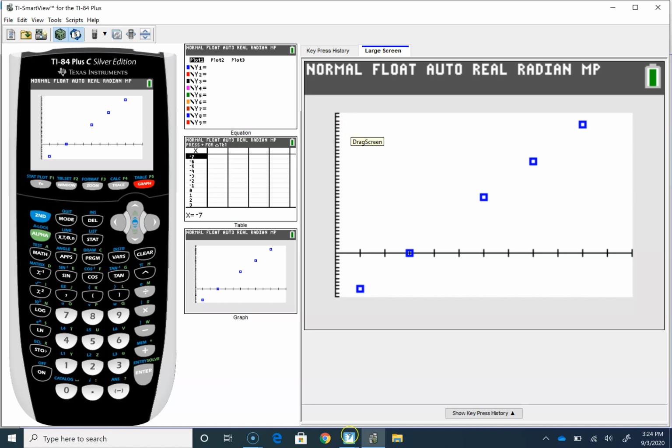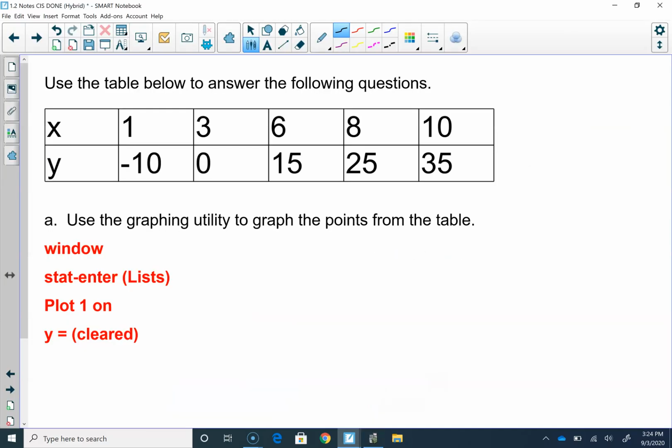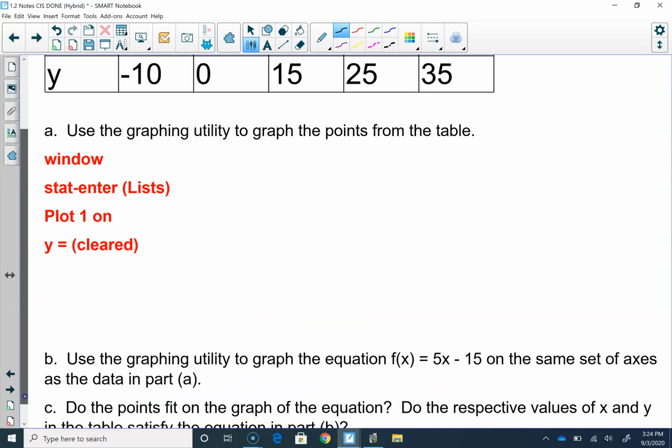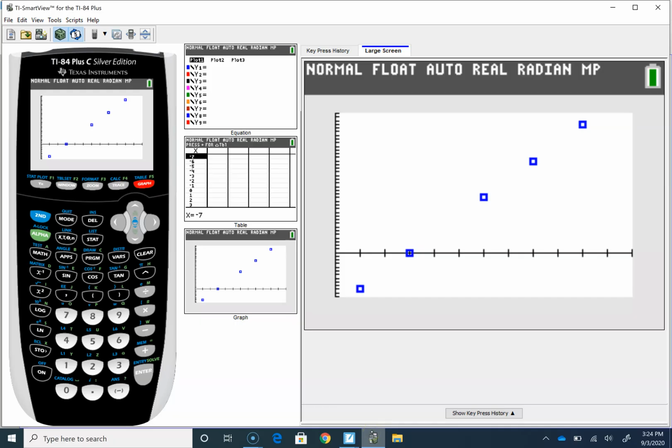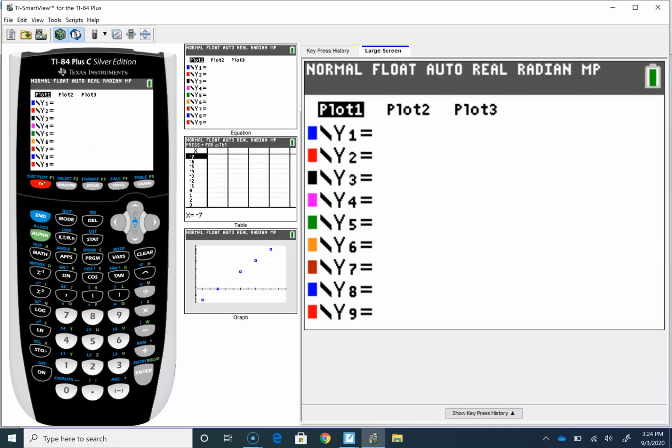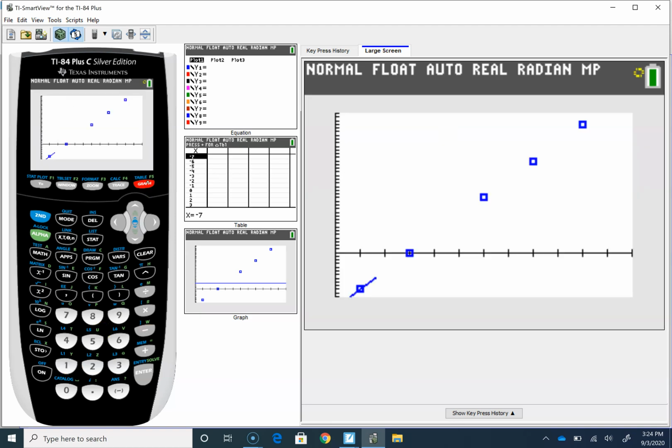So the next thing that it asked me to do is B, use the graphing utility to graph the equation. So now I want to graph this equation on the same set of axes from the A. So if I go back here and go into my y equal, now I want to graph this. It was 5x minus 15. And I'm going to graph it on the same graph. And notice it goes through every single one of those.